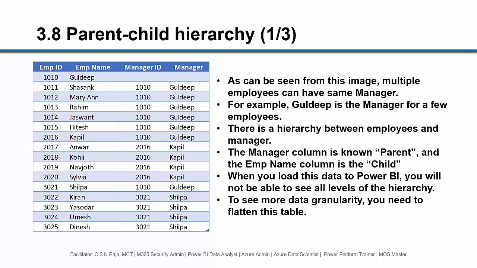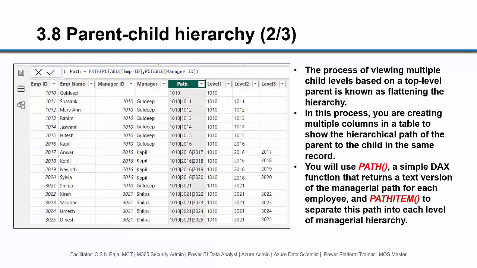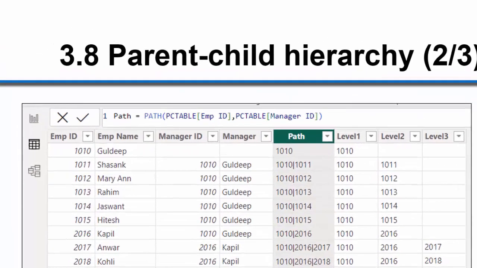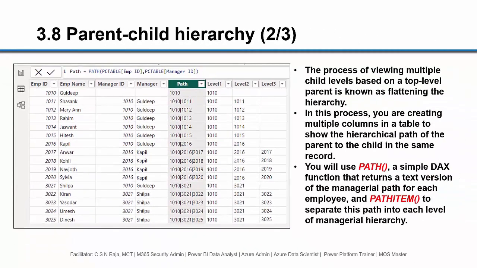When you load this data to Power BI, you will not be able to see all levels of this hierarchy. To see more data granularity, you need to flatten this table. The process of viewing multiple child levels based on a top level parent is known as flattening the hierarchy. In this process, you are creating multiple columns in a table to show the hierarchical path of the parent to the child in the same record. You will be using two DAX functions called path and path item to achieve this activity.